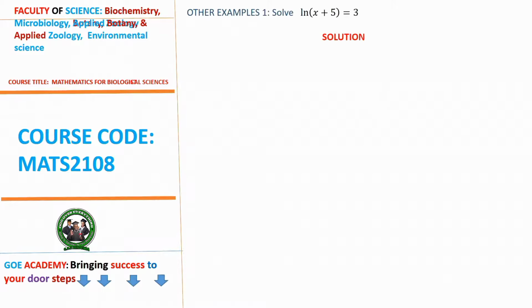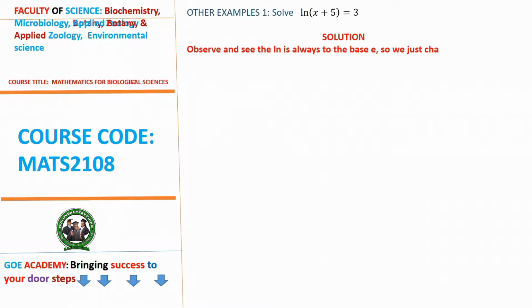You were asked to solve ln of x plus 5 equals 3. It's simple. You need to know that the ln function is always to the base e. So if you want to change from ln form to index form, it's the same as changing from logarithmic form to index form. Just know that the base is e. So normally to solve this, you need to do what?